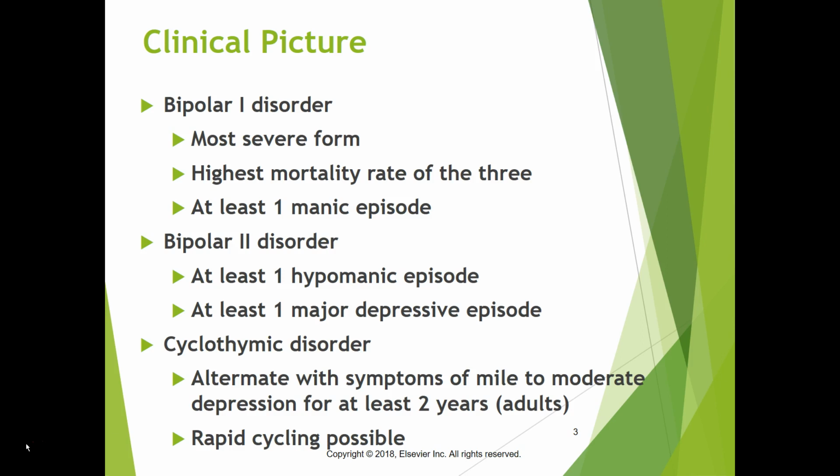and cyclothymic disorder. You may have heard of bipolar 1 referred to as manic depressive disorder. That is an old term, so we don't call it that anymore. But basically, that's what it is. People have periods of depression alternating with periods of mania. So, anyways, bipolar 1 is the most severe form. It has the highest mortality rate or death rate of the three types. And in order to be diagnosed with this, you have to have at least one full-blown manic episode.